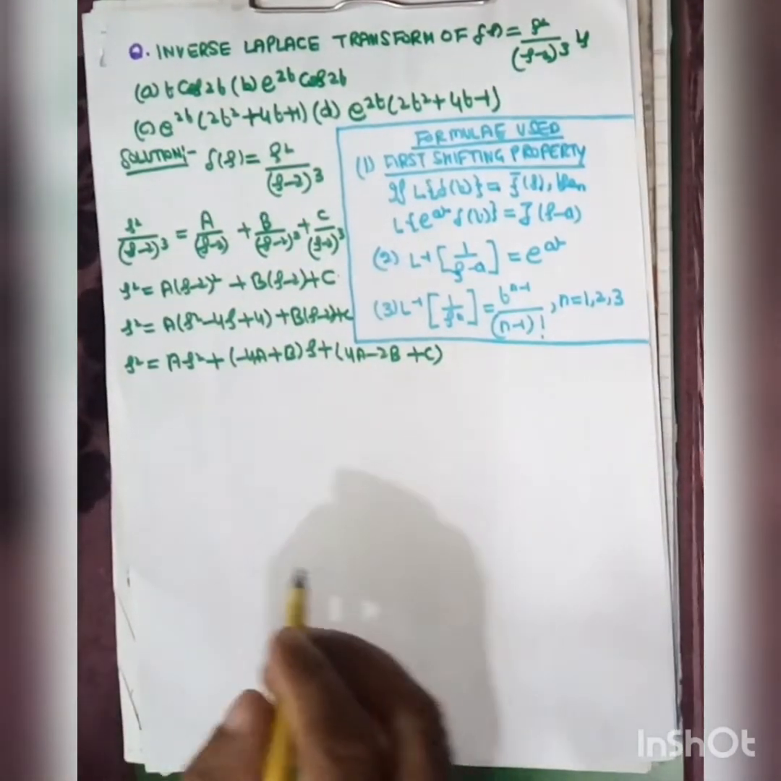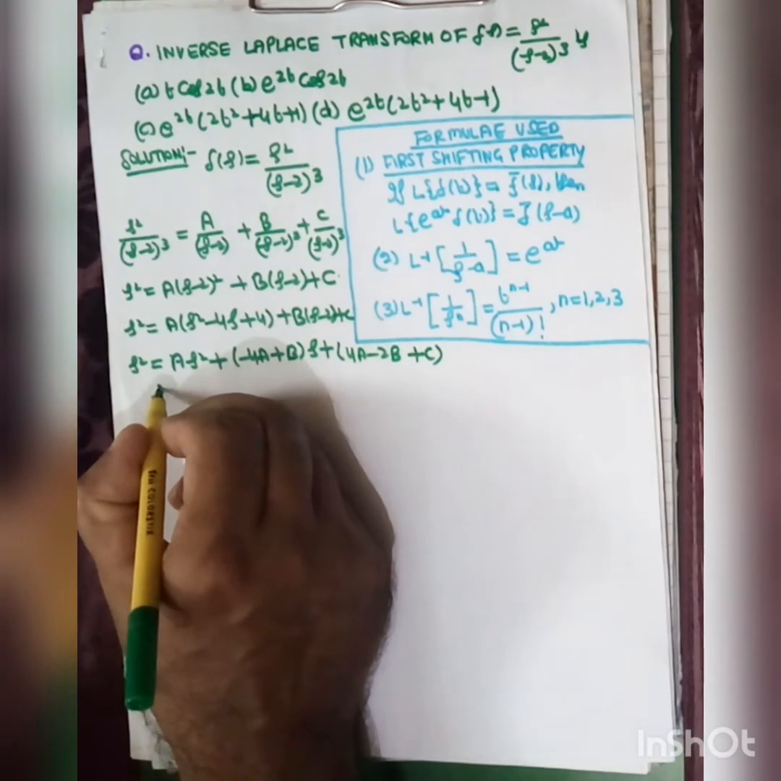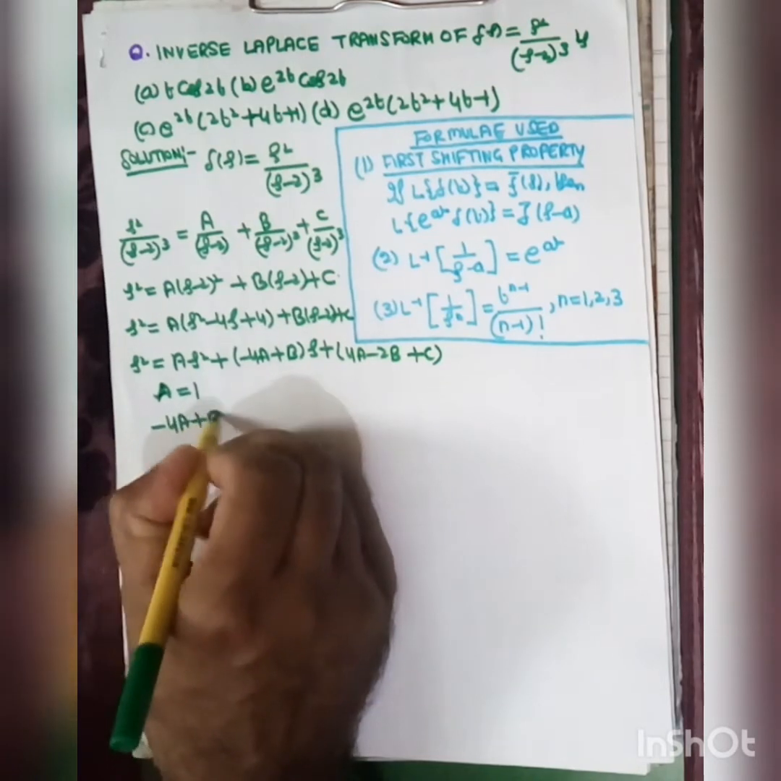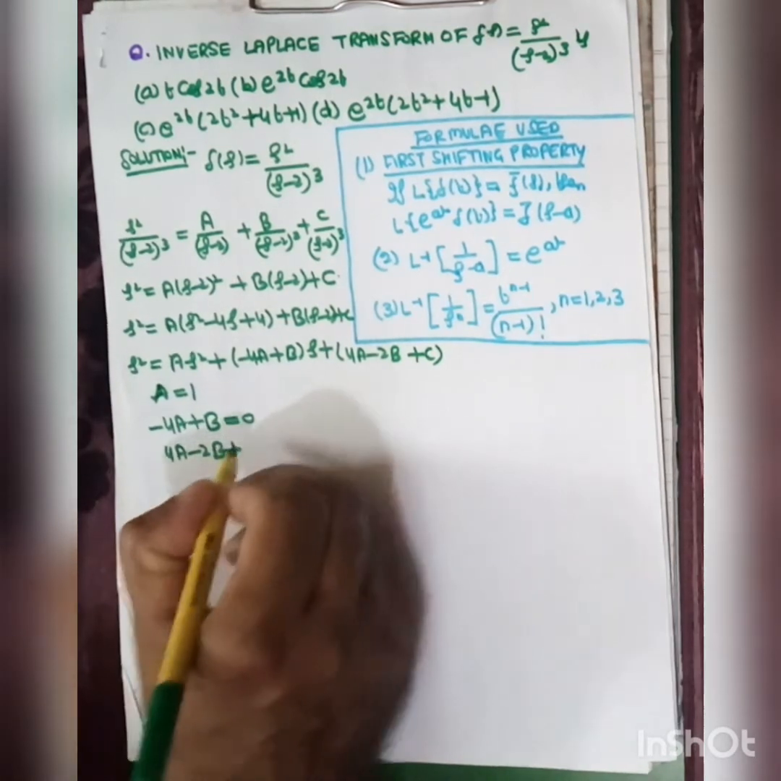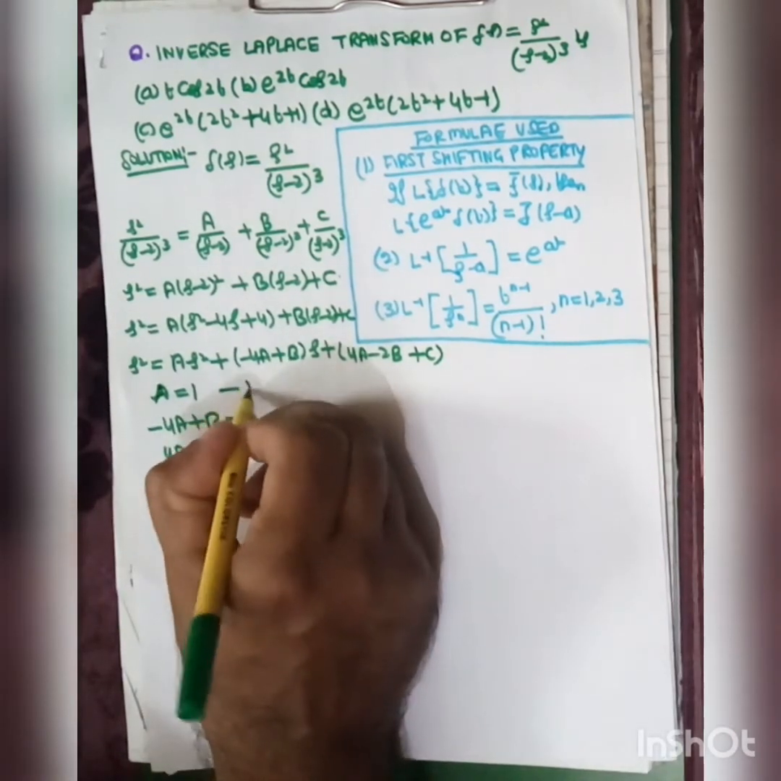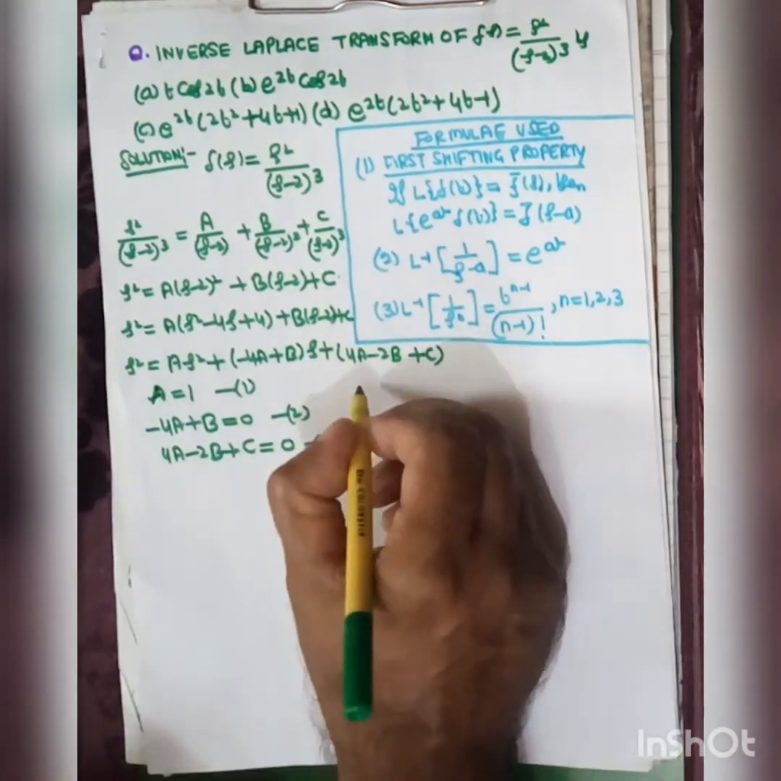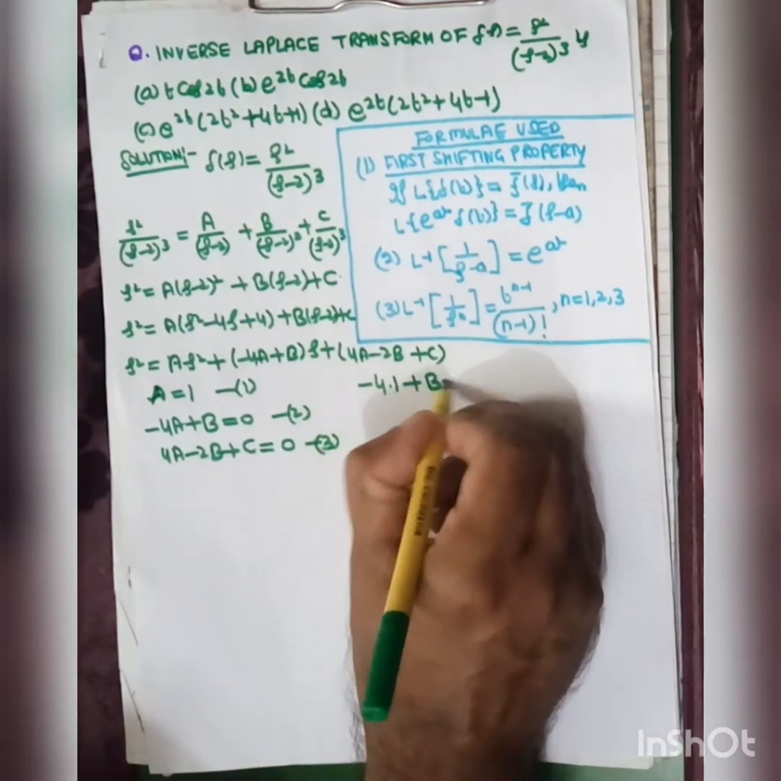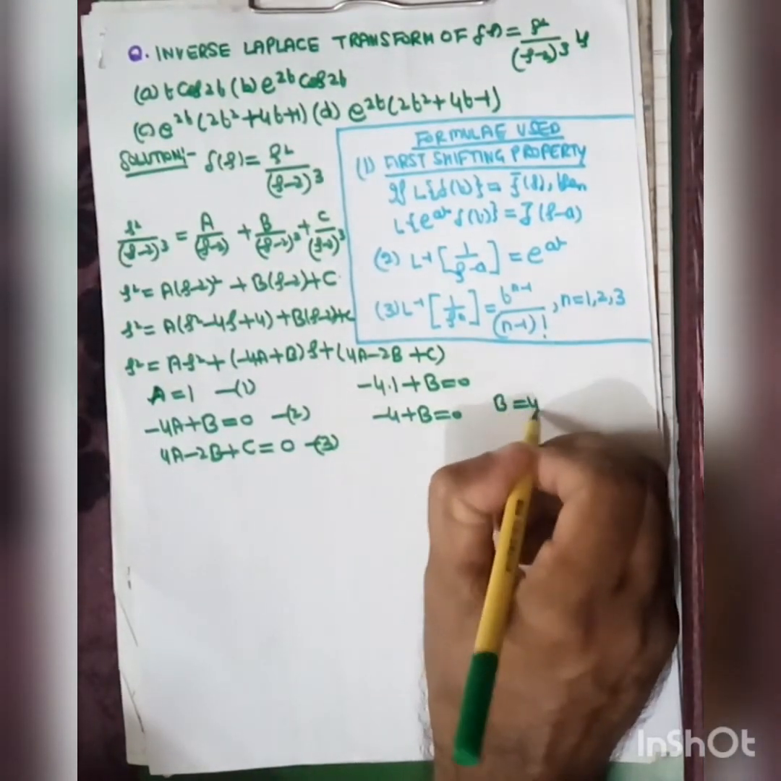So comparing the coefficients of s square, s and the constant term on the left and right hand side, for s square, A is equal to 1. Minus 4A plus B is equal to 0, and 4A minus 2B plus C is equal to 0. This is equation 1, this is equation 2, this is equation 3. So putting the value of A in equation 2, minus 4 into 1 plus B is equal to 0. So minus 4 plus B is equal to 0, so B is equal to 4.